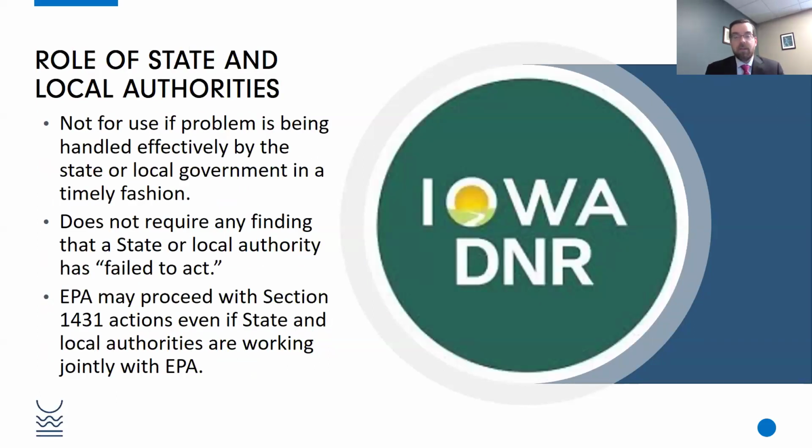The second piece that needs to be shown, though, is that the state is not addressing the problem to protect public health sufficiently. If the state is doing a good job and is protecting public health, then there's no need for EPA to step in. But EPA doesn't need to affirmatively determine that the state is doing an inadequate job to actually step in or find that the state has failed to act entirely. The state might be trying to do some things, it's just not doing enough. Under those circumstances, EPA can step in and proceed with actions under Section 1431, its emergency authority.